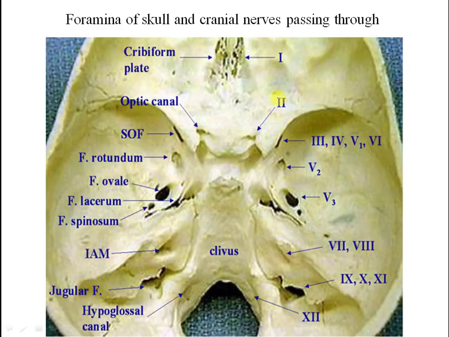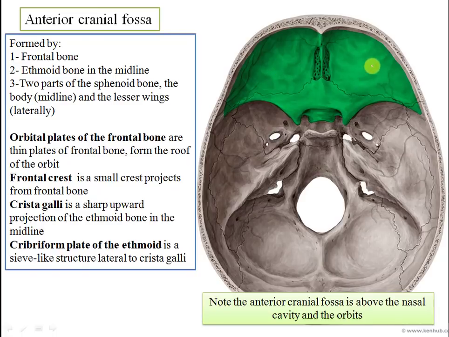The base of the skull in review, here are the holes where the cranial nerves pass through. Starting with the anterior cranial fossa. The anterior cranial fossa, again, contains the frontal lobes.